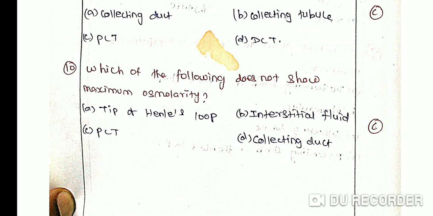Explanation: the tip of Henle's loop, interstitial fluid and collecting duct show maximum osmolarity. Example: 1200 milliosmoles per liter. All of these structures are present in the inner medullary region of the kidney.